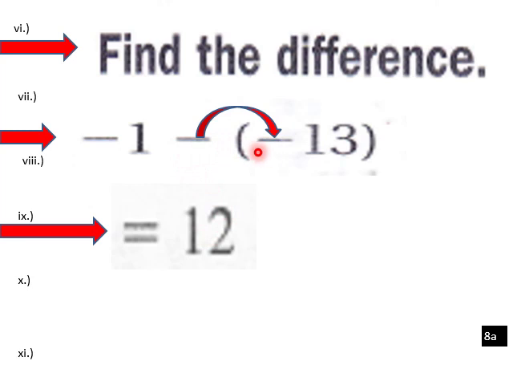Well, we have two negatives here. The negative of a negative would make it a positive 13. And then we're adding a negative 1 to a positive 13, which would be positive 12. That is how you would arrive at this solution.